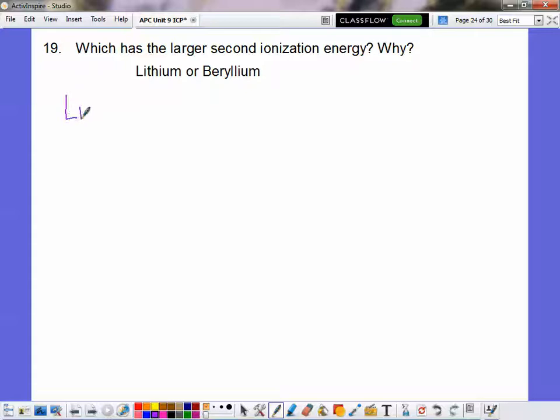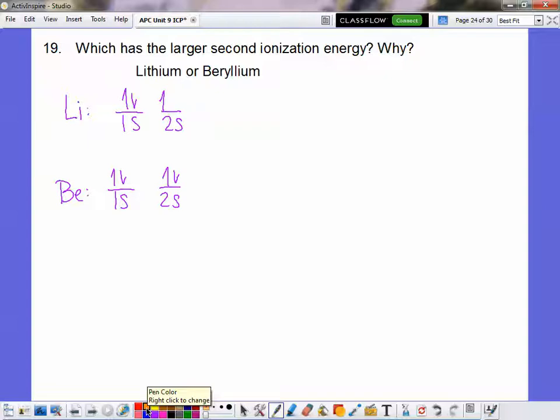So for lithium, what does its orbital diagram look like? 1s with how many electrons? And then 2s with 1. Good. Beryllium, what does its orbital diagram look like? Yeah, it looks just like lithium, but with 1 more electron. Exactly. I don't think I was asking much of you to draw those orbital diagrams. I could ask you for lead, which might make you happy or sad. Probably sad.